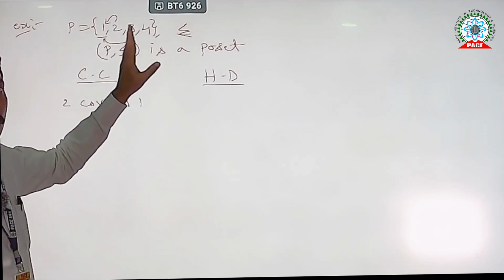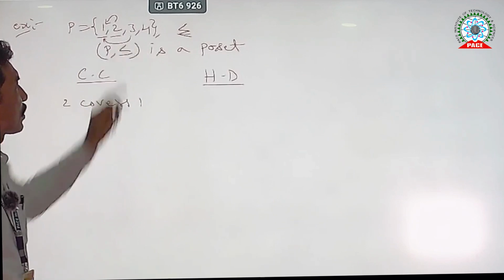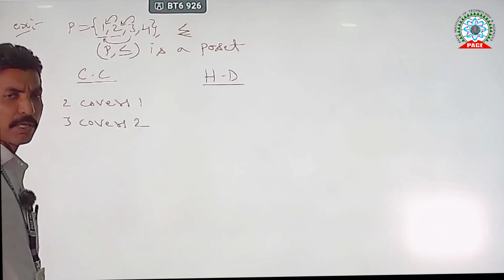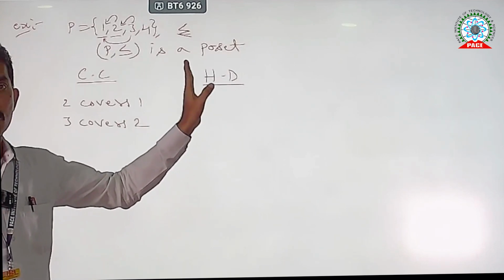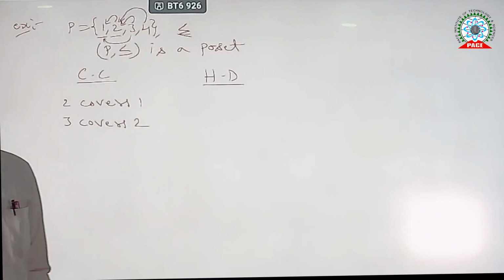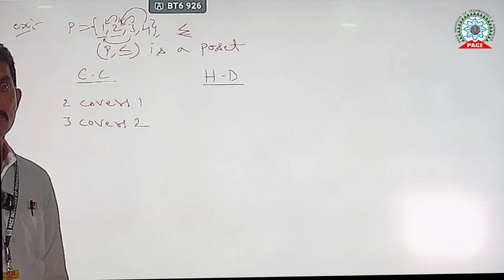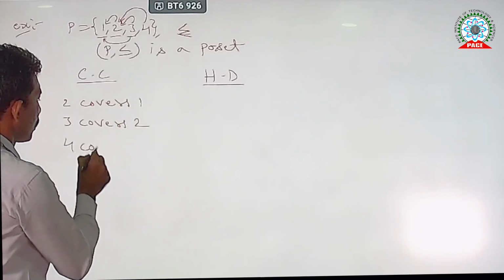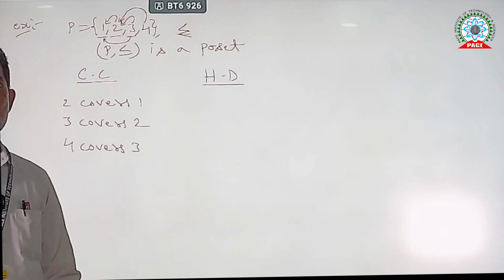Coming to the next element 2. Next, 3 covers 2, because 2 less than 3, okay, but there is no other element between 2 and 3. Next, 4 does not cover 2. There is an element 3 such that 2 less than 3, 3 less than 4. Next, coming to 3, 4 covers 3. Clearly 3 less than 4 and there is no other element between 3 and 4. So these are the covering conditions.